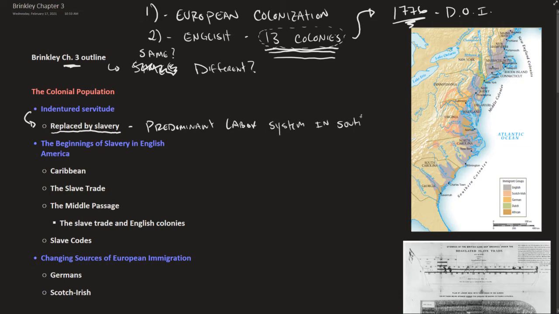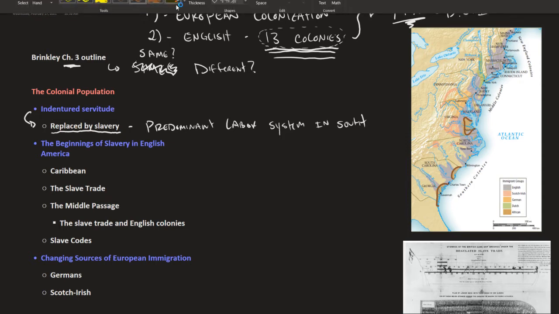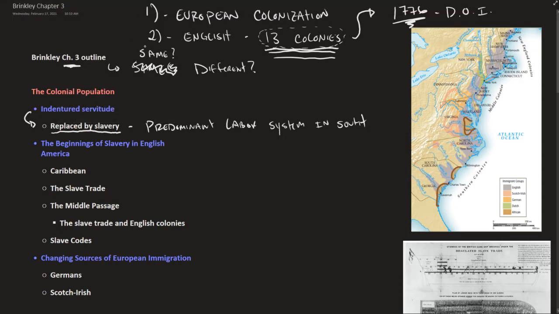In fact, if we look at this map here, it is a map of the colonial population, giving you an idea of just how diverse it was. The brown represents the African population. And you can see that especially in the southern colonies, in these particular areas of the Low Country, that's where rice was grown, and in the Chesapeake, where tobacco was grown. So certainly by 1776, for the most part, indentured servitude has gone, right? It's no longer there, and slavery has replaced it.